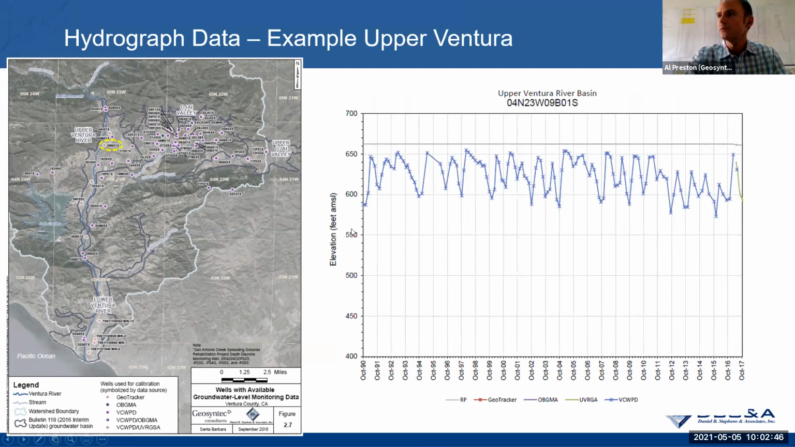This is just another example, another hydrograph up in the upper Ventura River, and kind of similar but slightly different trends. The variation in this graph is only about 50 feet, whereas in the previous graph it was about 100 feet. Again, just another example of the types of data that we're trying to reproduce with the model.